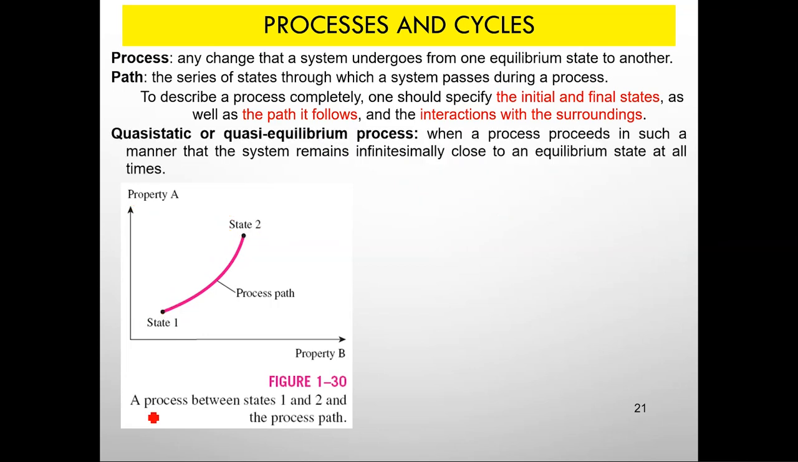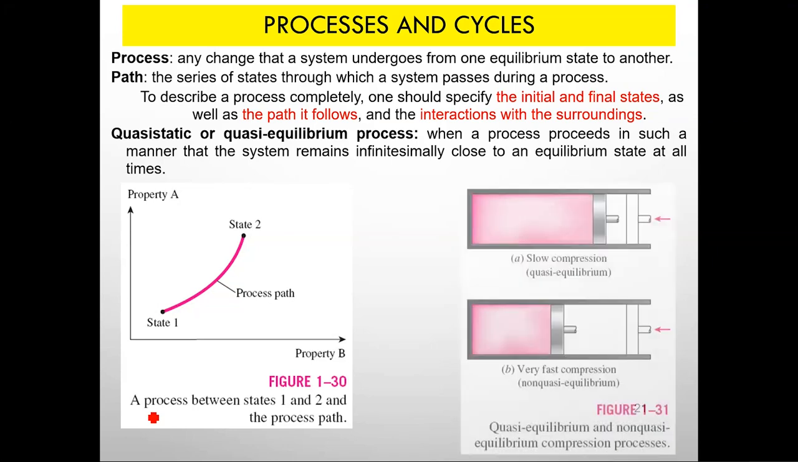Clear enough? So the process which is done in such a manner that equilibrium is not disturbed at any time is known as a quasi-static or quasi-equilibrium process. And in this case, the upper process, which is slow compression, is basically the quasi-static process. And that is the process that you can represent on the diagram or the property diagram.